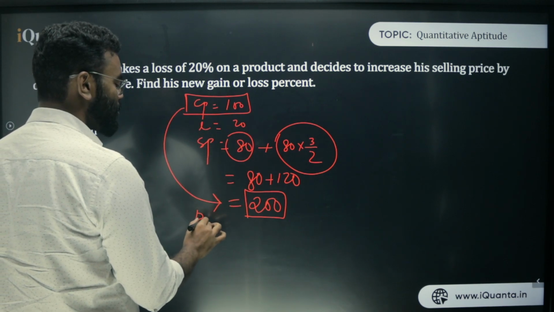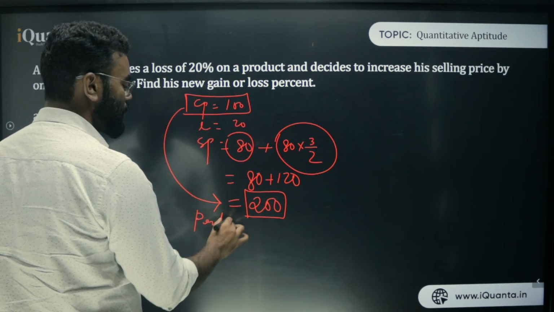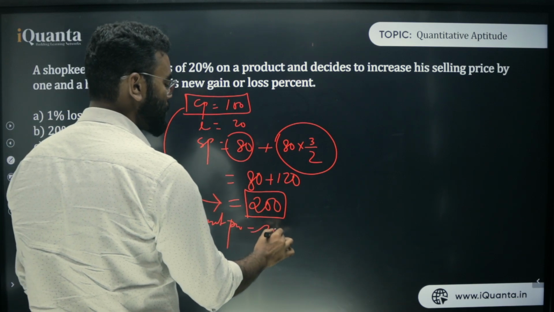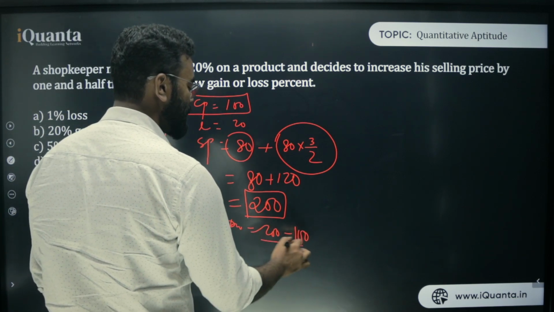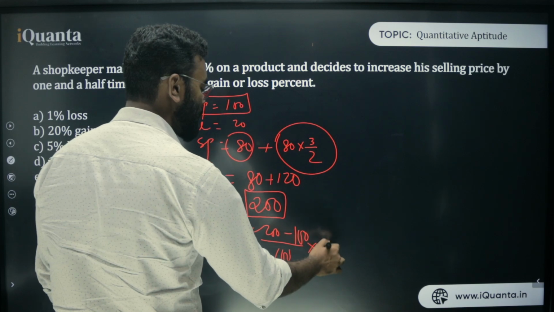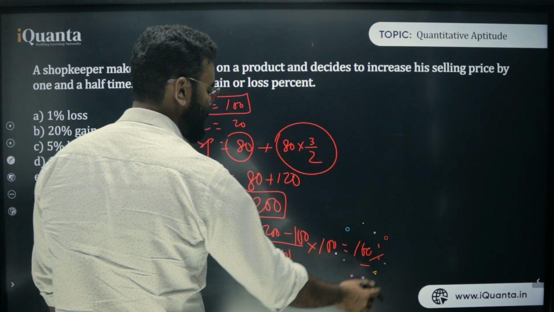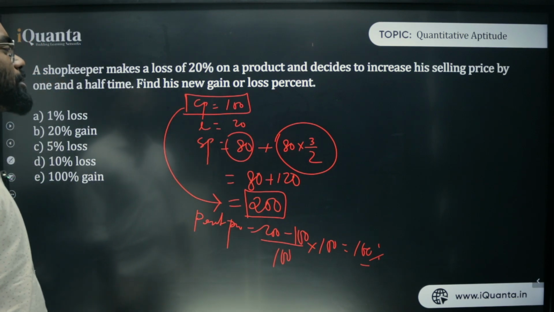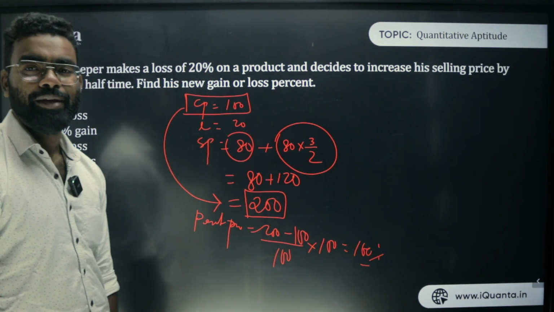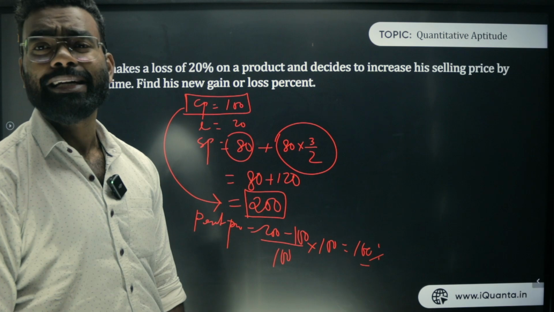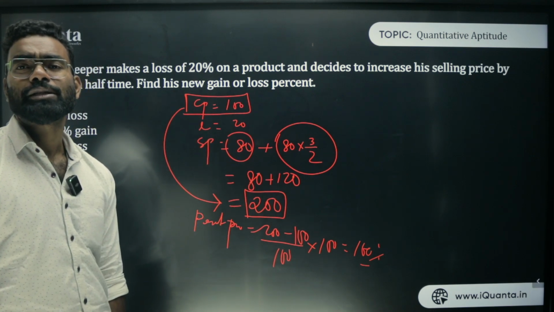The percentage profit is nothing but 200 minus 100 upon 100 into 100, which is 100%. So hence your answer is 100% profit. I hope I have made you understand this question very clearly. And this is how you can solve this type of question.